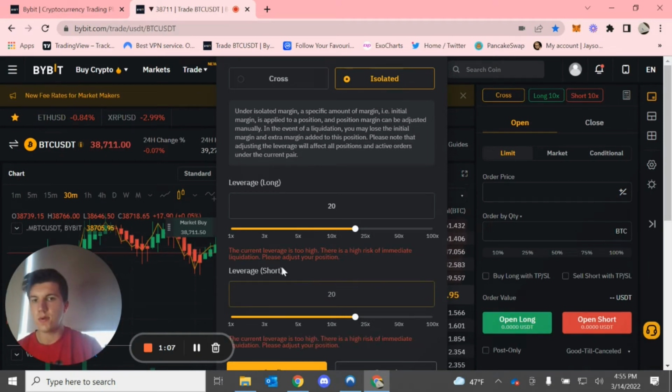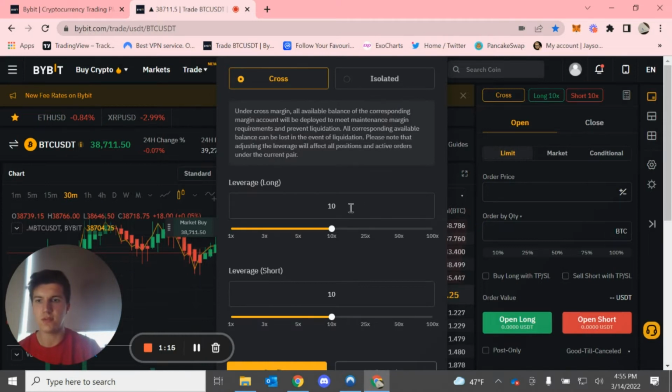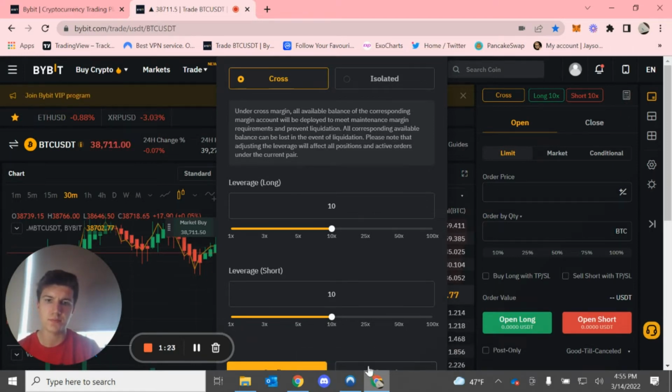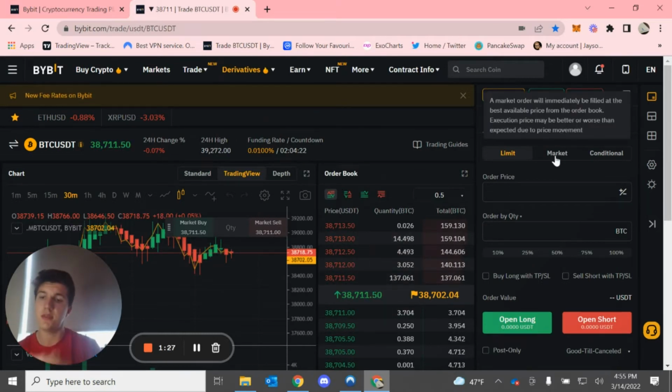And another note is that if you do go above 20, it gives you this kind of warning. So make sure you do change this back if you do end up using a large amount of leverage. I do have a video on this separately, which I'll leave a link to at the end of the video.